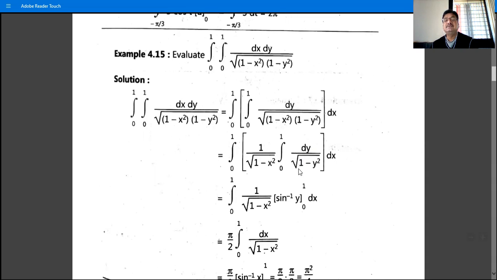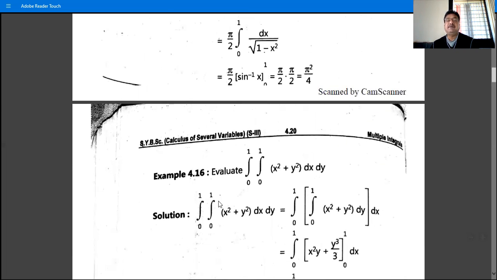Therefore the integration of 1 by root of 1 minus y square is sine inverse y from 0 to 1. The value of sine inverse 1 is pi by 2, because sine pi by 2 is 1, and sine inverse 0 is 0. So the value at the upper limit is sine inverse 1 minus sine inverse 0, which is pi by 2 minus 0. Therefore we have the value pi by 2.